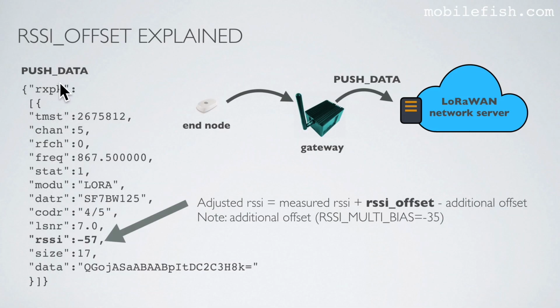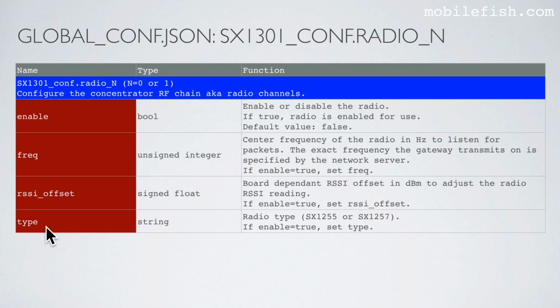Here's an example of a push data packet. The RSSI parameter is the adjusted RSSI. It is the measured RSSI plus the RSSI offset minus additional offset. And the additional offset is a hard-coded value, which is -35. This parameter contains the radio type. You can choose between this type and this type. If enable parameter is true, then this parameter is set.